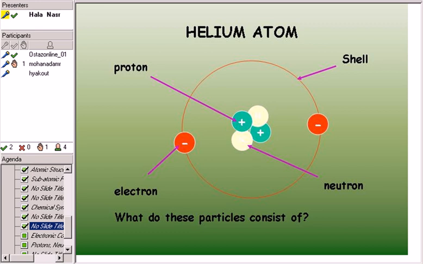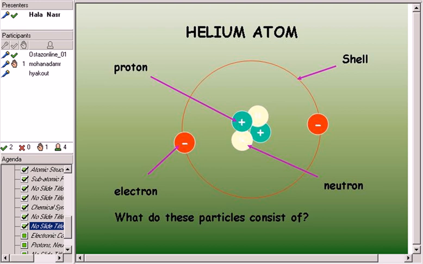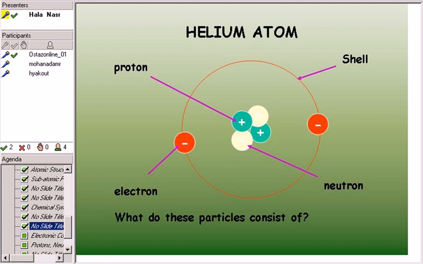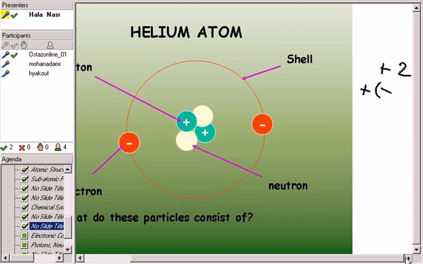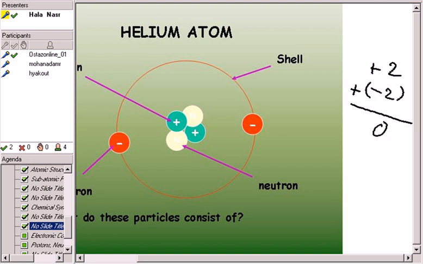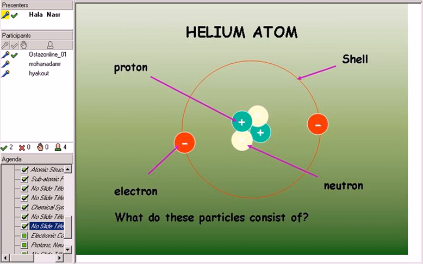Let's do it this way. I have in here two positive protons plus two negative electrons. So the total charge of an atom is 0. So the atom is neutral in charge. To this point, do you have any difficulties?